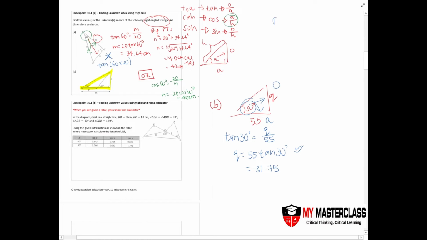Now please remember to check your calculator mode. It has to be in degree mode instead of radian mode. You should be able to see this in your calculator on the top right hand corner. Please be very mindful of that.